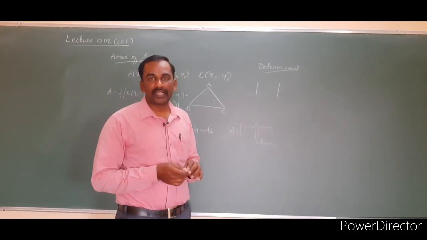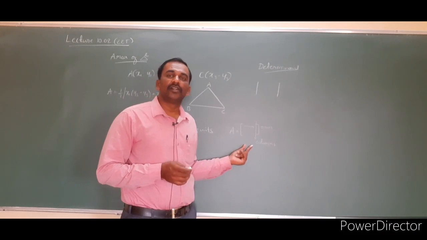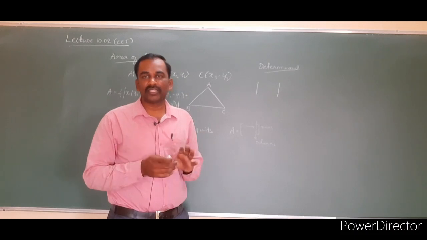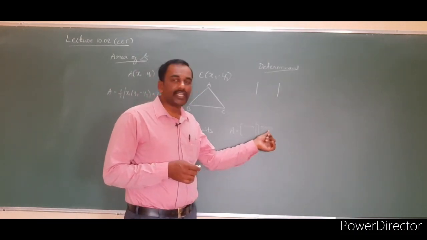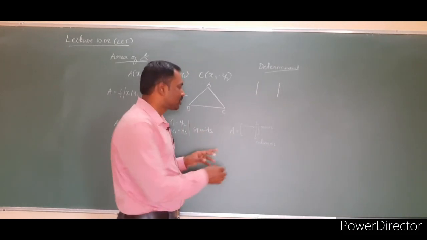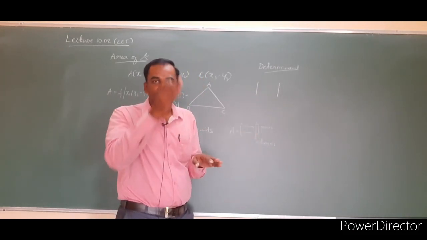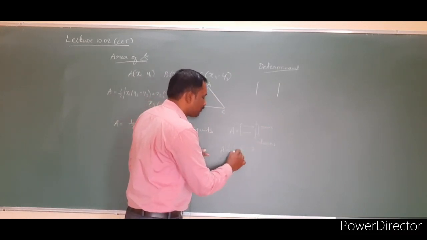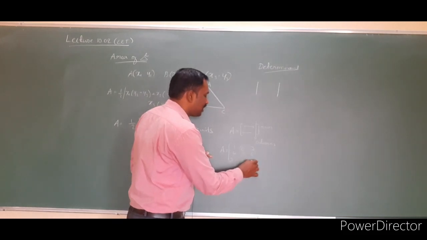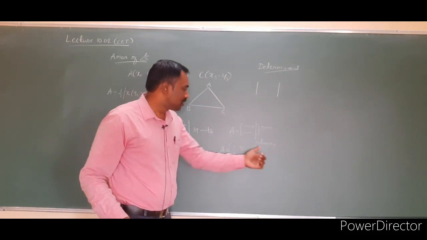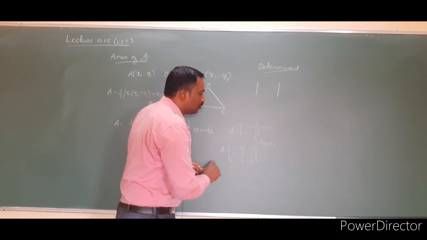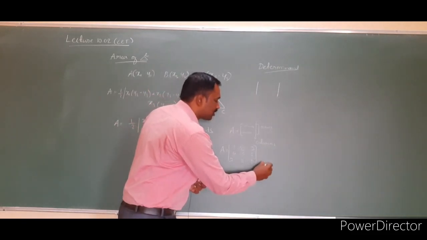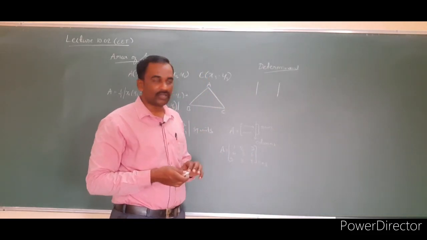There are different types of matrices. First of all, I consider the square matrix. First of all you know the square: length and breadth are equal. A square matrix is one where the number of rows is equal to the number of columns. Horizontal lines are rows, vertical lines are columns. For example, A equals 1, 2, 3, 4, 5, 6, 7, 8, 9: row 1, row 2, row 3, column 1, column 2, column 3. This is a 3 cross 3 matrix, with 3 rows and 3 columns.